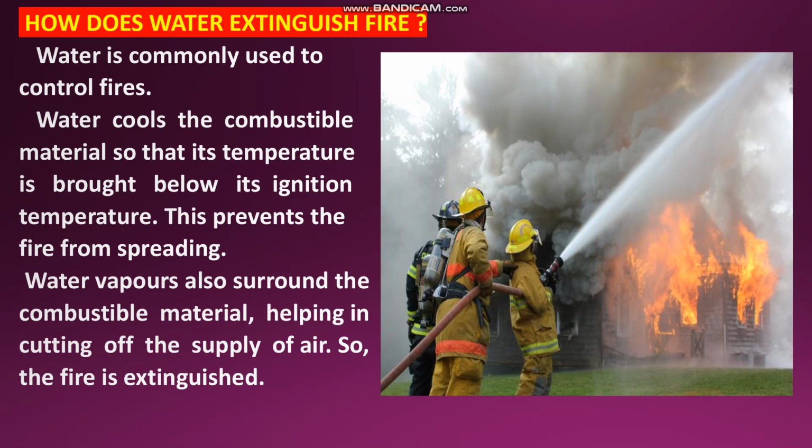Now, water vapors also surround the combustible material, helping in cutting off the supply of air. So the fire is extinguished. Water is doing two roles here. One is cooling the substance, bringing the temperature below the ignition temperature of the combustible substance, and also cutting off the supply of air. Water vapor surrounds the combustible material and cuts off the supply of air. So the fire is extinguished.